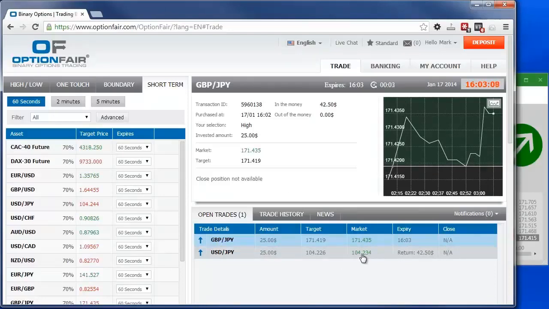Perfect. The first asset has a positive return. As you can see, we invested $25 and we have a return of $42.50. And you can see here, the second trade was also positive. Even though it's still calculating, there we go, perfect, in the money again. So to recap then, for both trades, we invested $25, right? And the return for both was 70%. So we have a return of $42.50 on each one, which means we have $17.50 profit on each trade. So that's a total of $35.